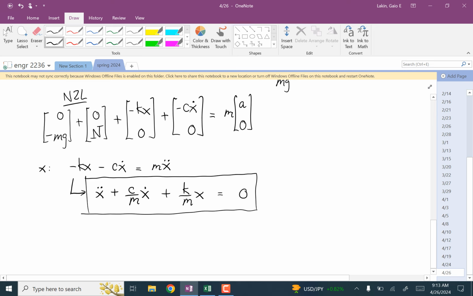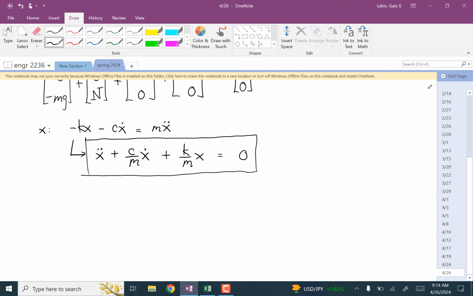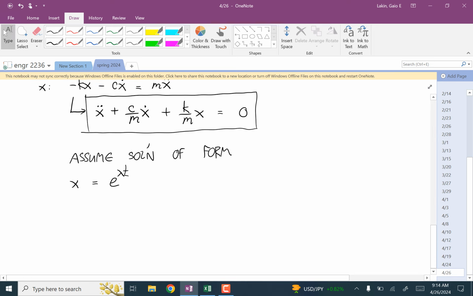And the thing that's going to work is, so we're going to assume a solution of the form x is equal to e to some constant times t. And now that we're assuming this form, obviously this lambda, we're going to have to calculate that. You know, this isn't a solution yet. That's just kind of a placeholder.